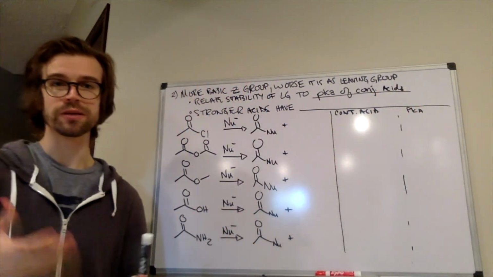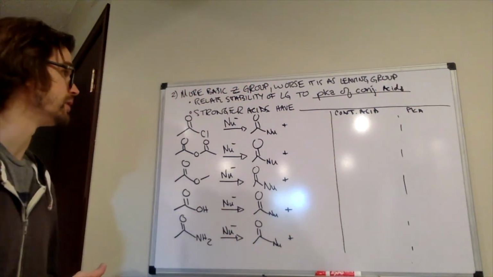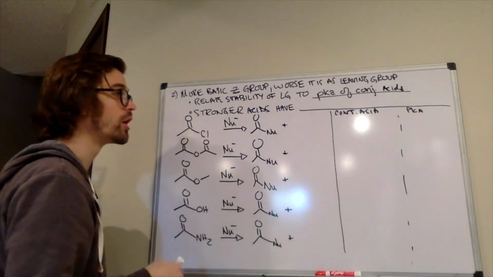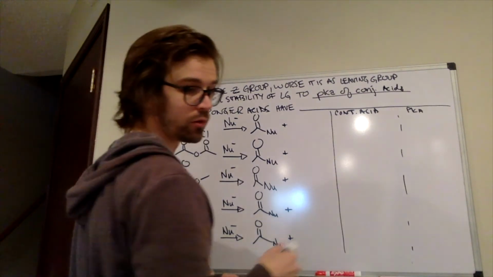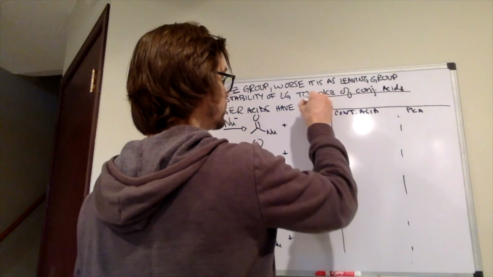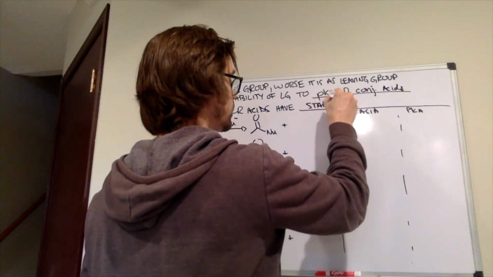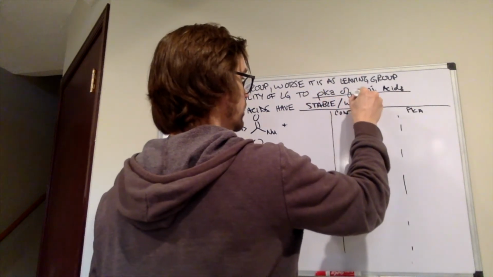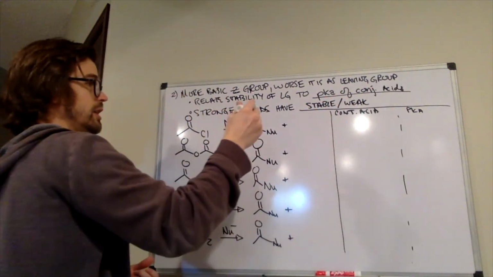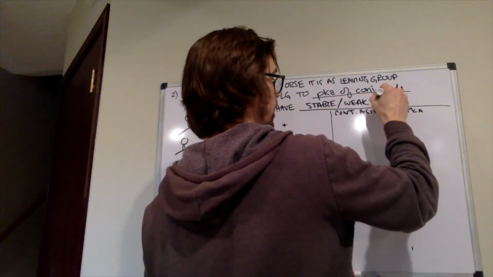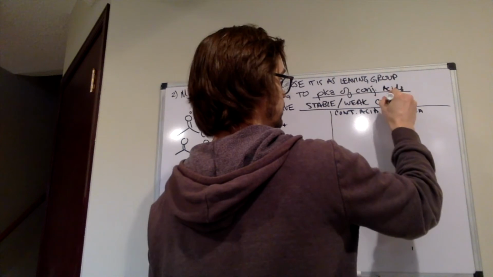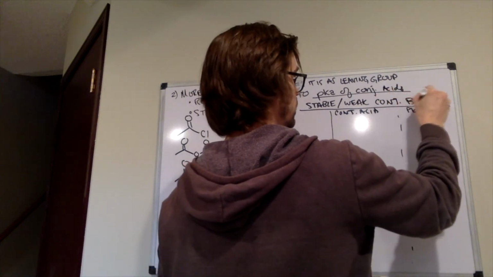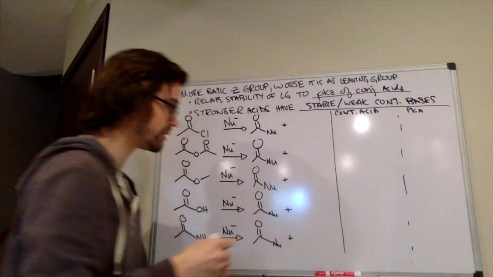And that will tell us how stable that leaving group is by itself, so how good it is as a leaving group. And remember that strong acids have stable, weak conjugate bases. Okay, so how does that relate to all of these?